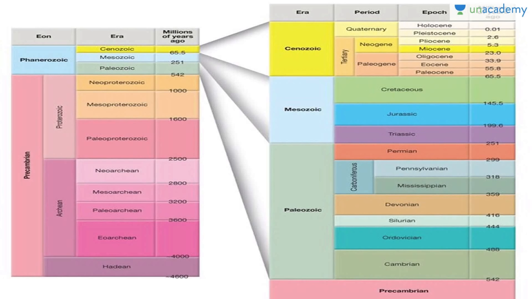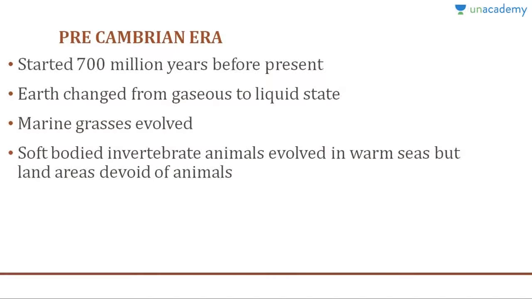Now this is what we have to discuss today, that is the Precambrian eon and the Phanerozoic eon, which is further divided into three eras, that is Paleozoic, Mesozoic and Cenozoic. So that we'll be discussing today. So let's discuss the Precambrian.